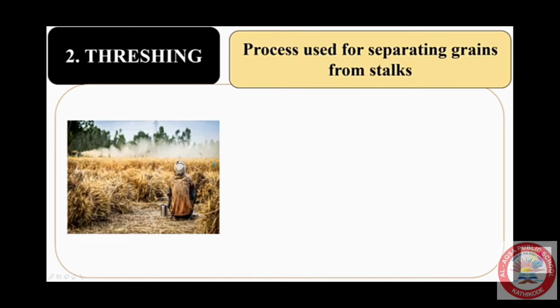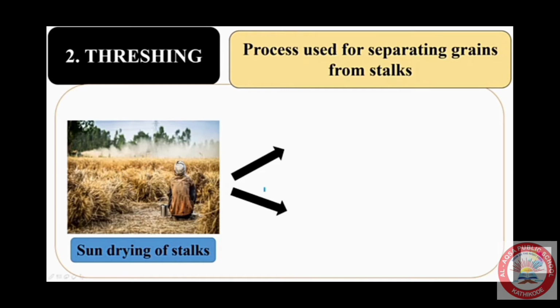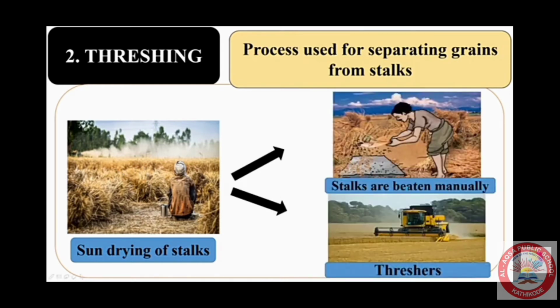Each stalk has many grain seeds attached to it, so hand picking is not possible here. The process that is used to separate grain from stalks is threshing. There are two types of threshing. The first one, the stalks are beaten on stone to free the grain seeds, that is manually. And the second one, we can use machines also. Machines are used to thresh large quantities of grain. Sometimes threshing is done with the help of bullocks.